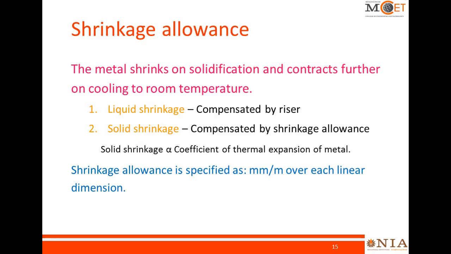So first we'll see shrinkage allowance. The metal shrinks on solidification and contracts further on cooling to room temperature. So normally all metals on cooling will shrink. Therefore, there are two types of shrinkages: liquid shrinkage and solid shrinkage.